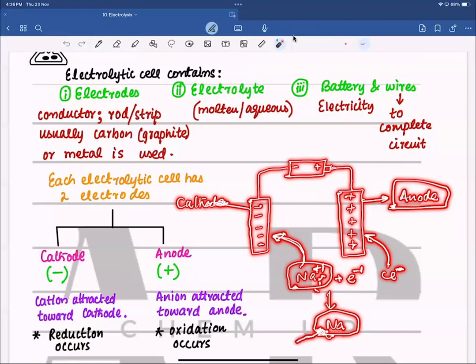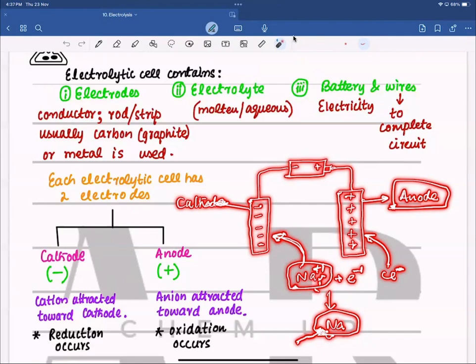So, in the last chapter, we have discussed reduction and oxidation. If gain of electron occurs, what does gain of electron mean? Reduction. That's what I have written at the bottom: at cathode, reduction occurs, because whenever there is a gain of electron, we call it reduction. Is this clear? Yes, Aisha and Safwan?